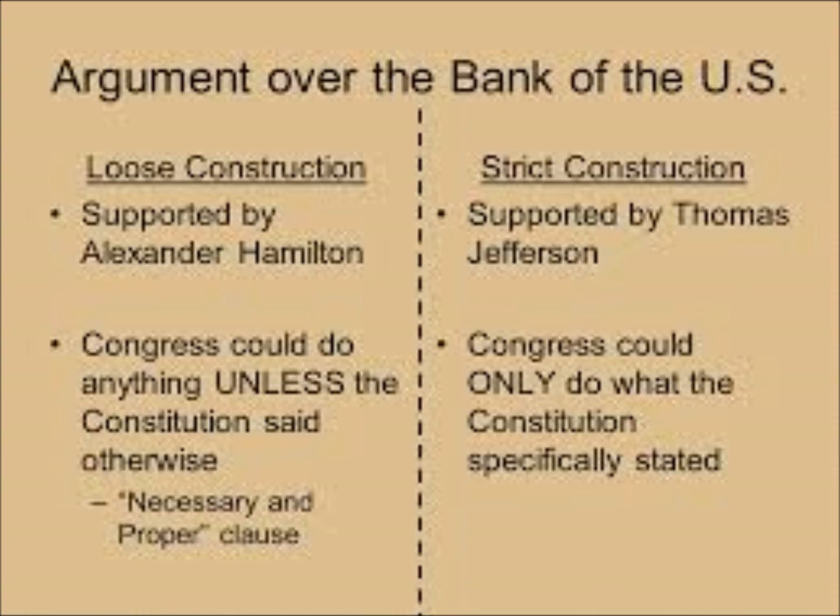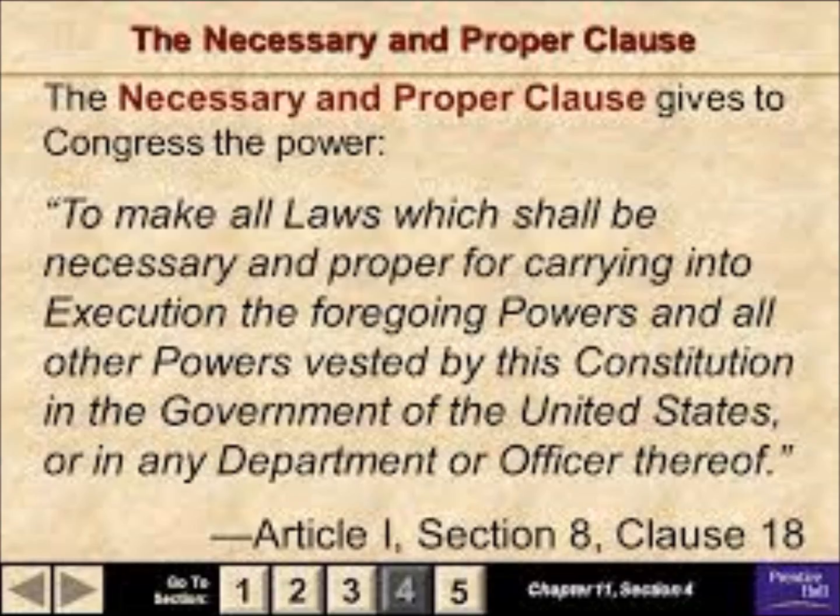The theory of strict construction was embraced by the anti-federalists, a faction that would soon emerge into the political party of the Democratic Republicans. Hamilton's argument convinced Washington, who signed the bank into law in 1791. After much debate between the loose and strict constructionists, Congress approved the bank by a thin margin, granting it a 20-year charter in February of 1791.